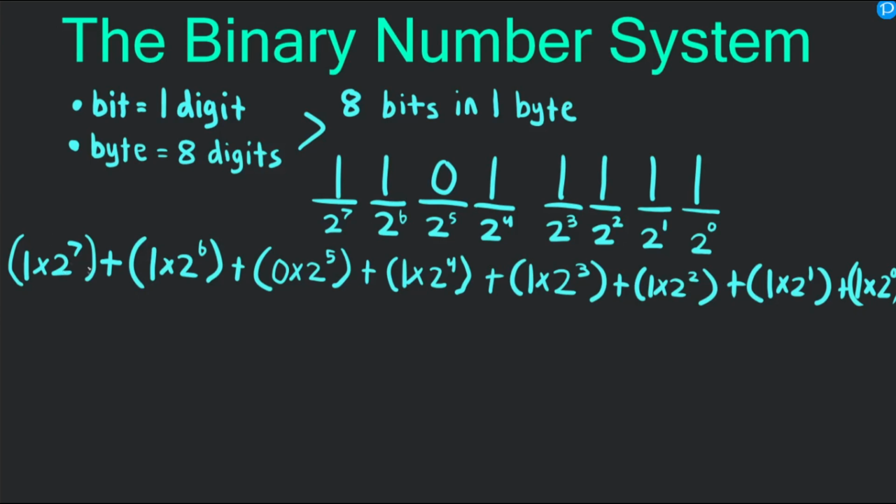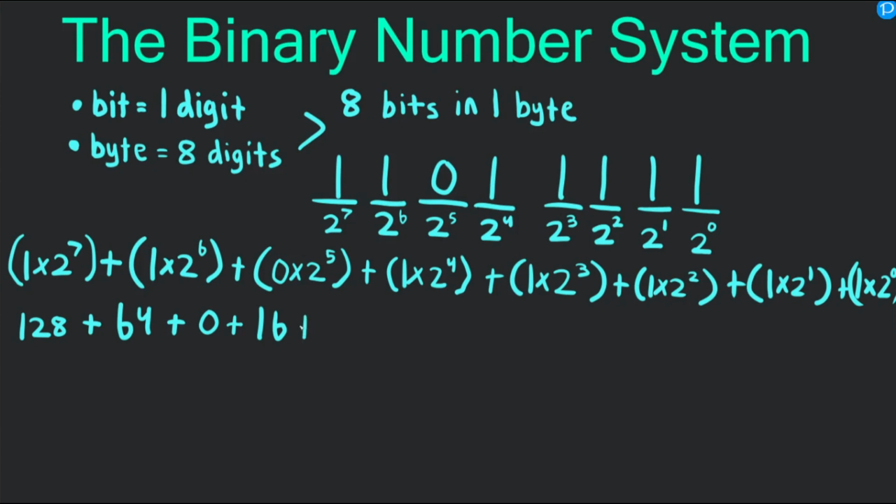So 2 to the power of 7 is 128. 1 times 2 to the power of 6. 2 to the power of 6 is 64. 1 times 64 is 64. We add our next value. 0 times 2 to the power of 5. 2 to the power of 5 is 32. However, we have a 0 here, so it's going to equate to 0. Plus 1 times 2 to the power of 4. 2 to the power of 4 is 16.